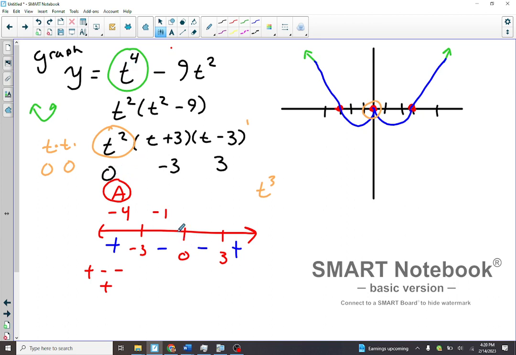Wait, how can you have 3? So the max you can have is 3. The max you can have is n, and the max amount of bumps you could technically have is n minus 1. So you could technically have 3 bumps, because it could have looked like this or something, where it's 1, 2, 3 bumps in that case. Okay, all right.